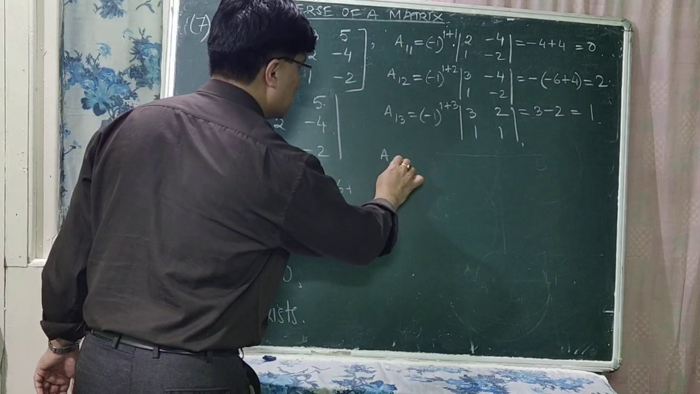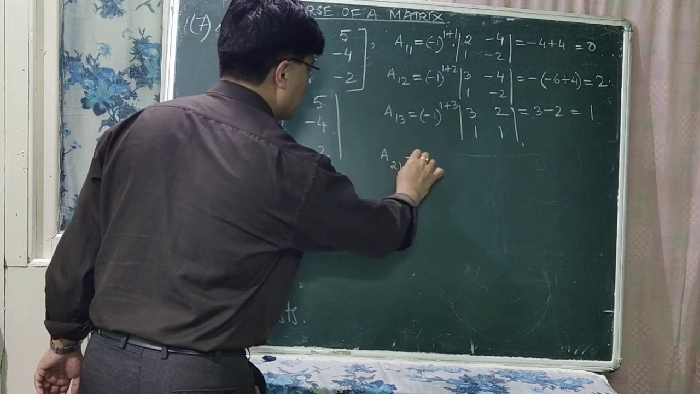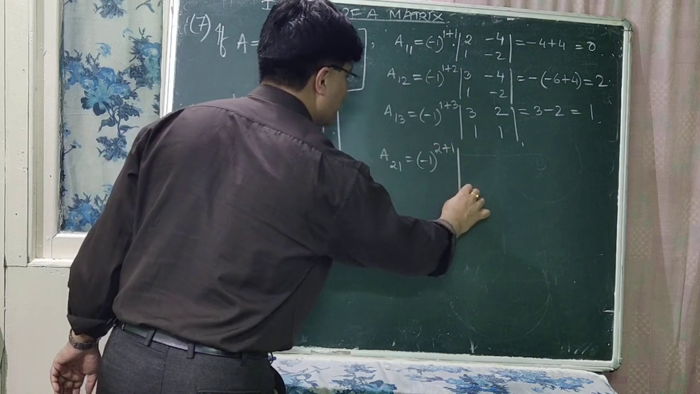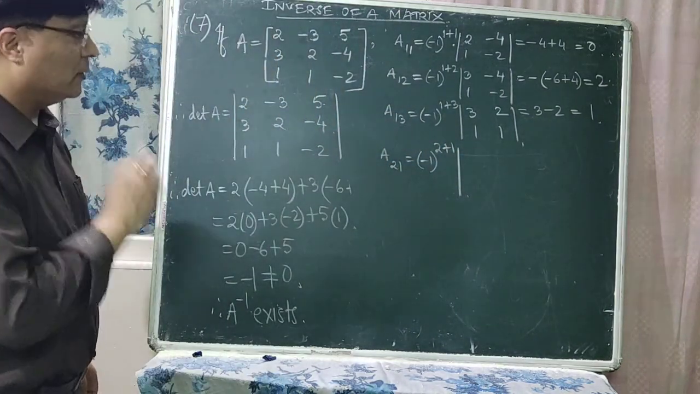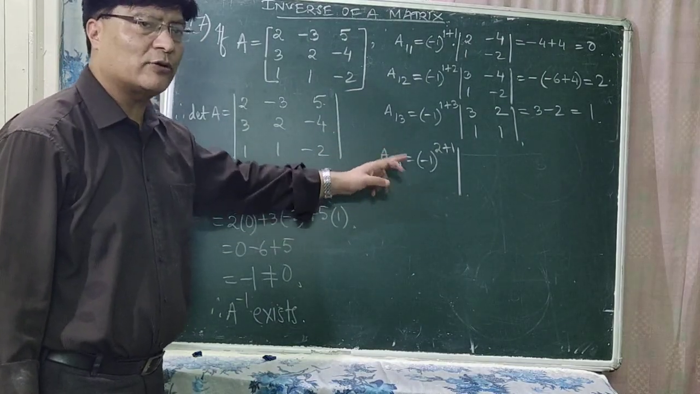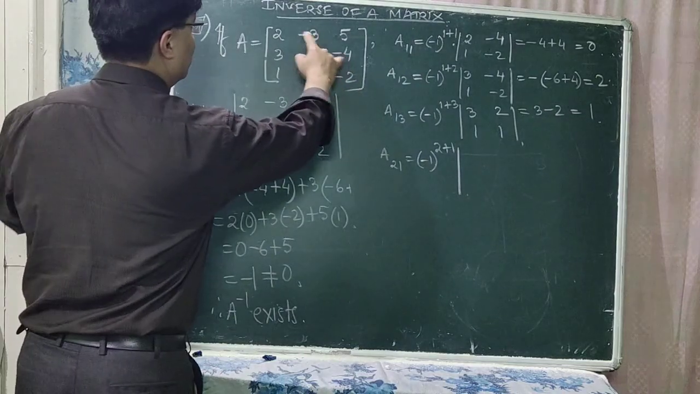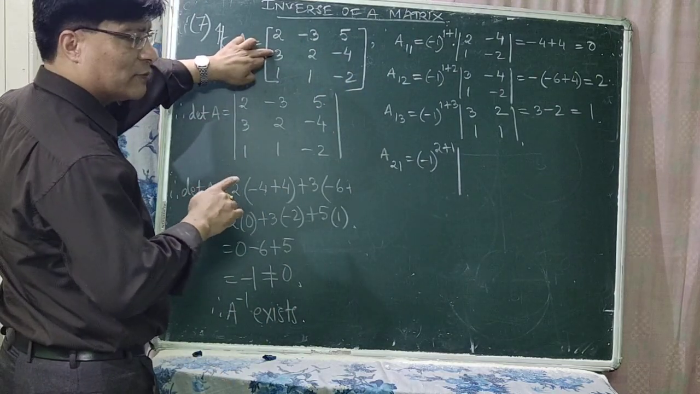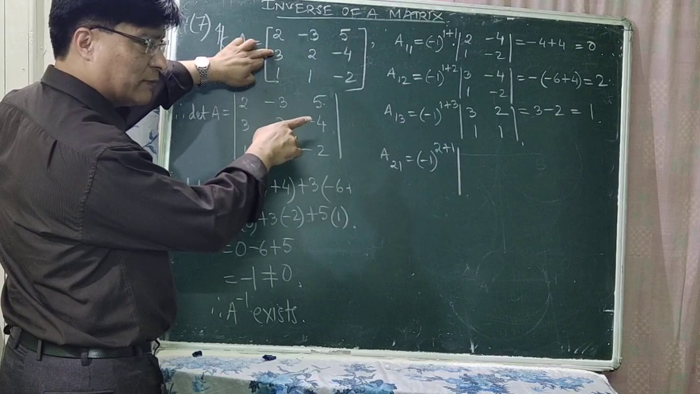Then comes A21. Consider the sign first. Minus 1 to the power 1 plus 2. Right? A21 means you have to find out the cofactor of the element belonging to the second row and first column. Second row and first column, that means 3. Now, what is the cofactor of 3? Minus 1 to the power 2 plus 1.